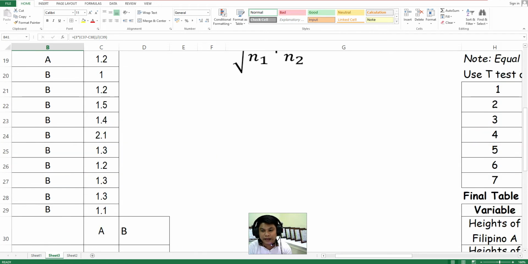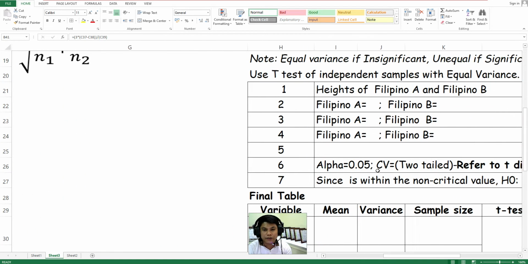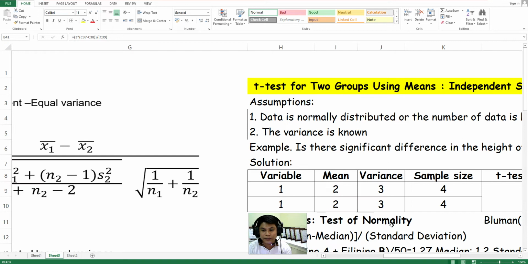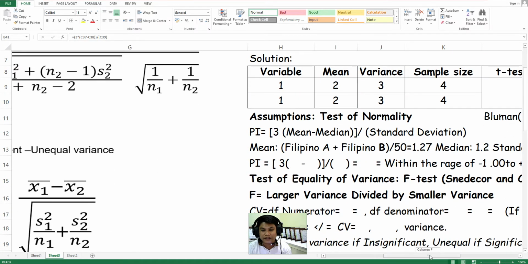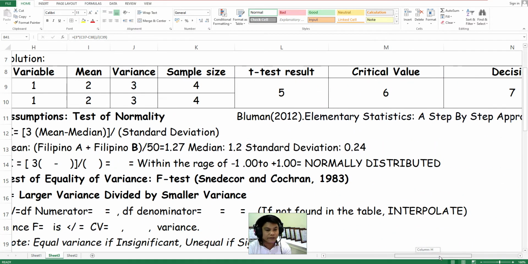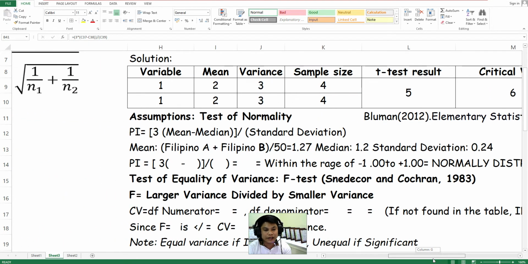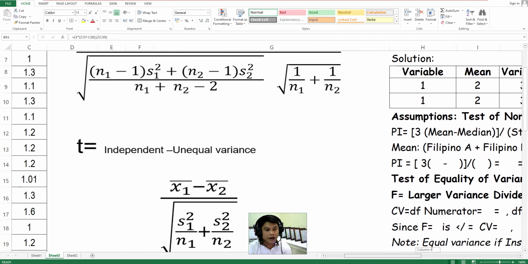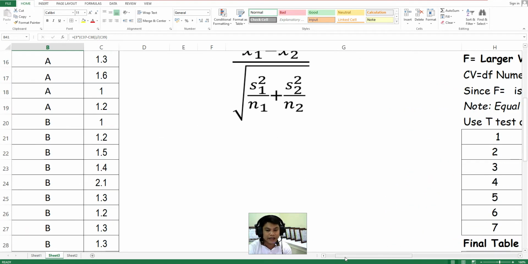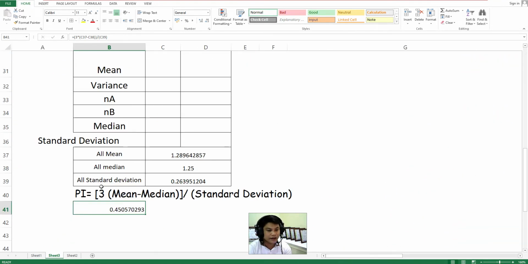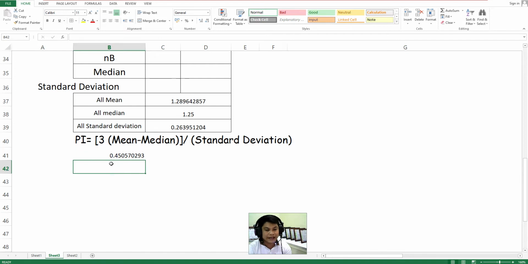So as was mentioned, we can say that it's normally distributed when the value is within the range of -1 to +1. So in this case, we can assume that it's normally distributed. Therefore, we are now free to use the t-test. If the data is not normally distributed, we will use another test of analysis, maybe the non-parametric test. So we can say it's normally distributed.